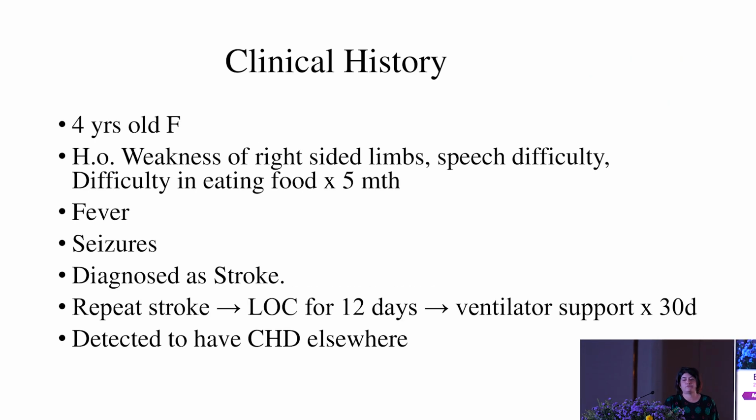We had a 4-year-old female presenting to us with a history of weakness of the right-sided limbs. There was speech difficulty and difficulty in eating food for the past 5 months. There was a history of fever and seizures, and she was diagnosed to have stroke, and also a repeat stroke, followed by loss of consciousness for 12 days and ventilatory support for 30 days. She was detected to have CHD elsewhere.